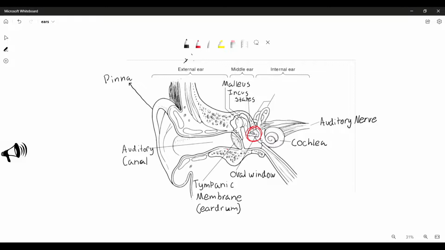So hopefully your brain's storing all this information into its memory, and hopefully you can remember it later. But yeah, that's how the sound wave from over here gets to your brain.